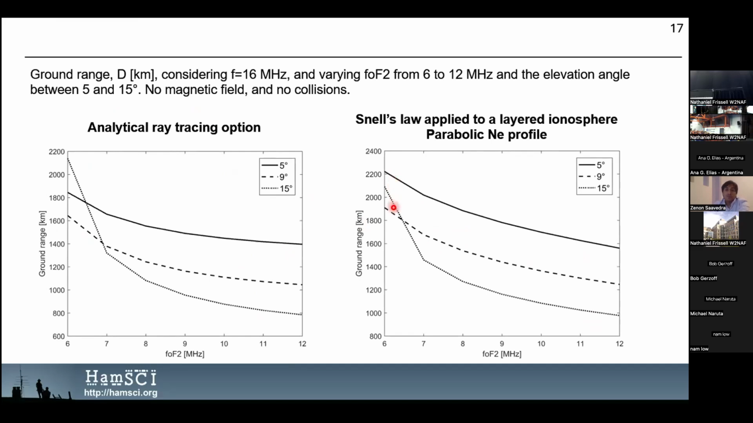Here we have the variation of the ground range with the parameter f0F2, a parameter of the ionosphere, and the other variable parameter is the elevation angle. In this case, 5 and 15 degrees, and the parameter f0F2 from 6 to 12 megahertz. This result only uses two options of the three options in the simulator. The first is the analytical ray tracing, and the second is a Snell's law only option. In this case, we don't use the third option, where we can use the Stephenson and Jones equations.